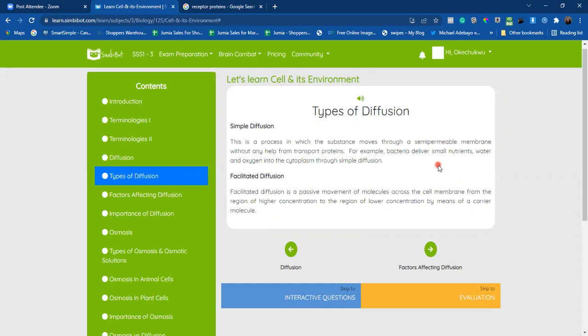Now, facilitated diffusion is the movement of molecules across the cell membrane from the region of higher concentration to the region of lower concentration by means of a carrier molecule, or what we call transport proteins.